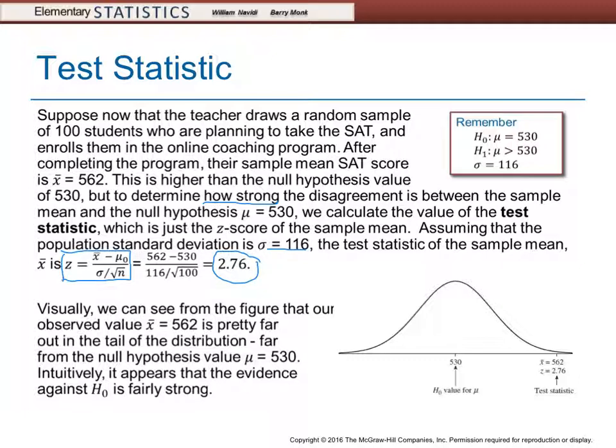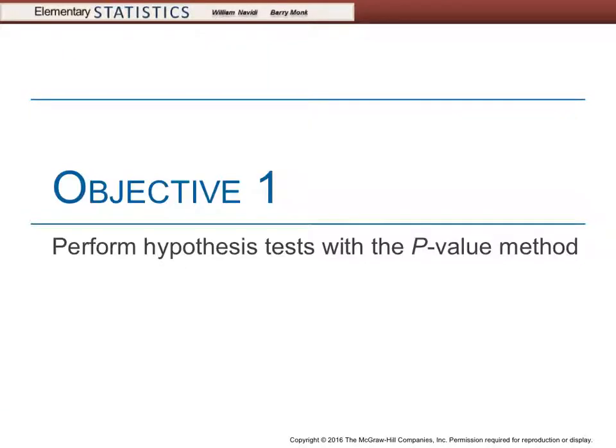And now visually we can see from the figure that our observed value, 562, is pretty far out from the mean value, mu, of 530. Intuitively, it appears that the evidence against H naught is fairly strong. So to verify the previous results and determine how strong they are, we're going to perform the same test with the p-value method.